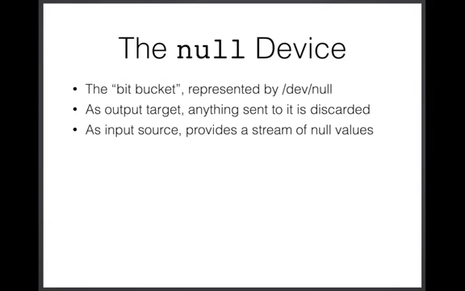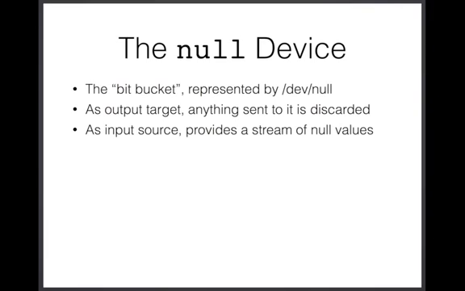Unix and Linux have a special device called /dev/null, the null device. It's also called the bit bucket. And when you use that as an output target, anything that you send to it is discarded. It just goes into the ether and disappears. So you could use the right angle bracket to redirect the standard output of your command to the file /dev/null, and all of that output will be discarded. It won't show up on your screen. And if you just discard the standard output, anything that goes to standard error will show up on your screen.